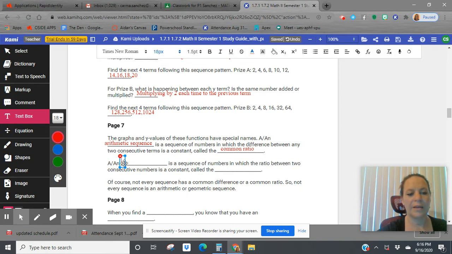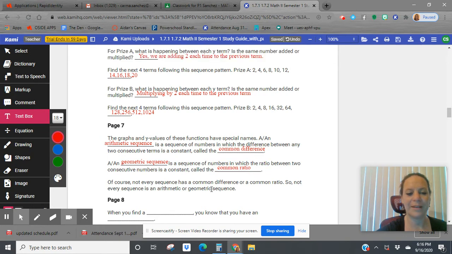And then a geometric sequence is a sequence of numbers in which the ratio between the 2 consecutive terms is constant, and this one's called the common ratio. Oops, sorry. This last one was supposed to be common difference. Somebody probably caught me. And this one's our common ratio for the multiplying.